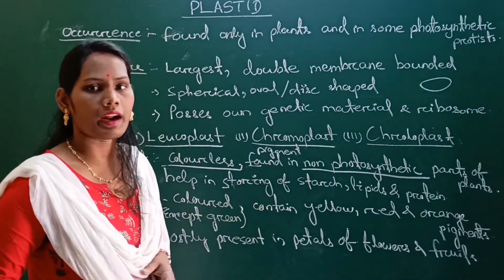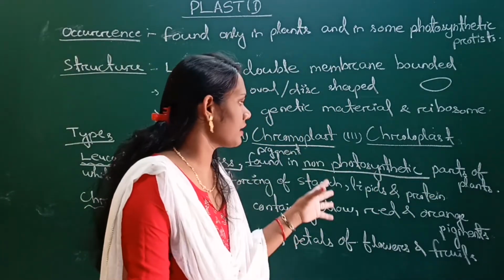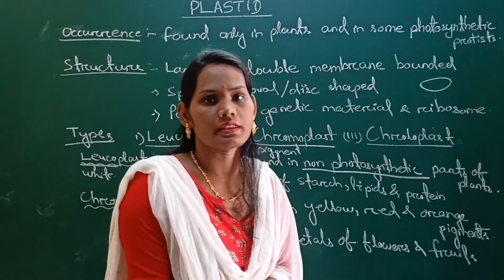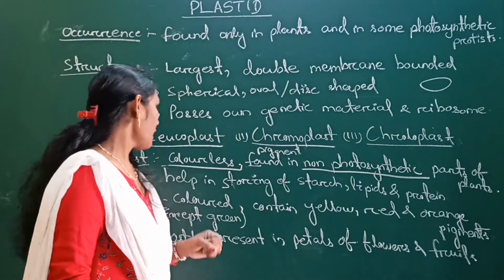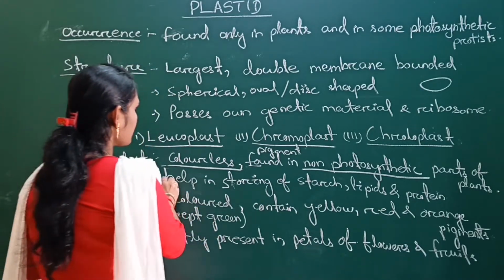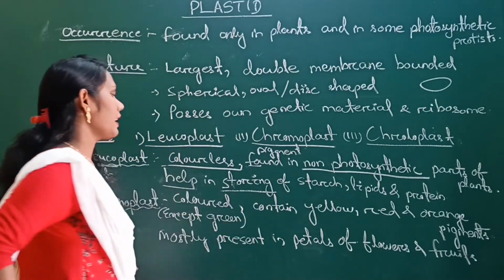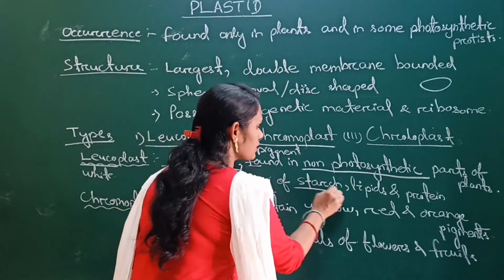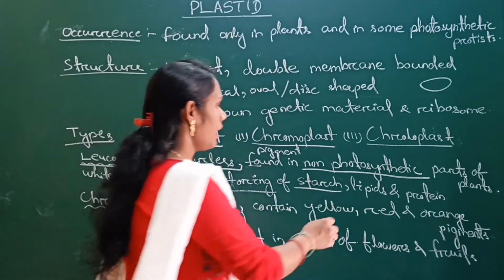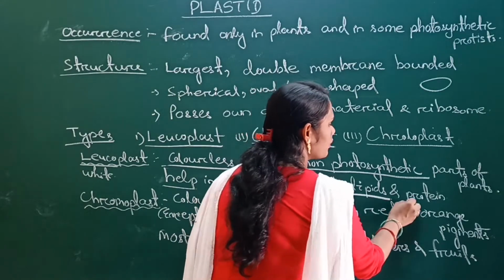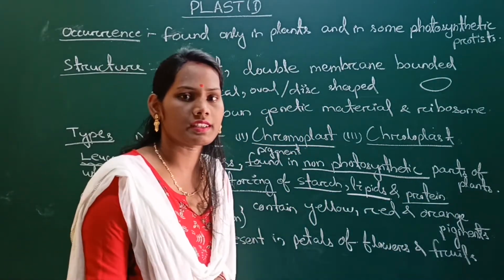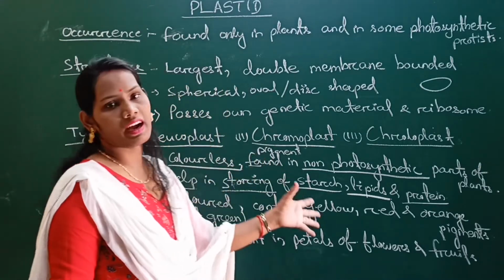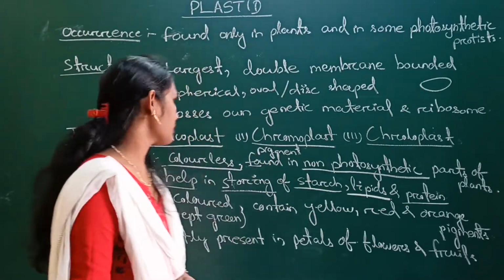It is found in the parts of the plant which cannot take part in the photosynthesis process. And leucoplast mainly acts as a storing organ of the cell. It helps in storing starch, which is the product of photosynthesis, lipids, also a type of food, and proteins. So leucoplast mainly helps in the storage process.